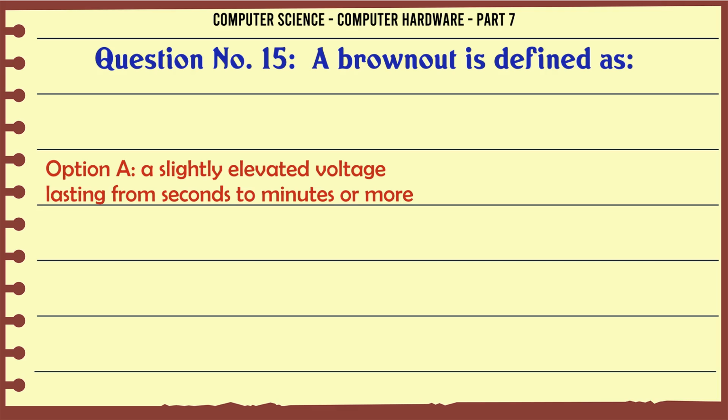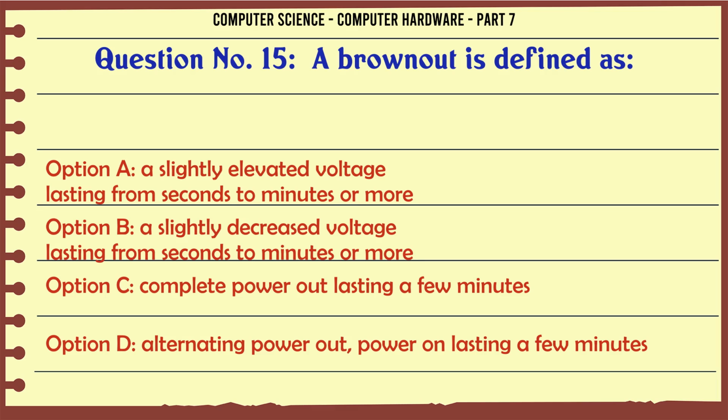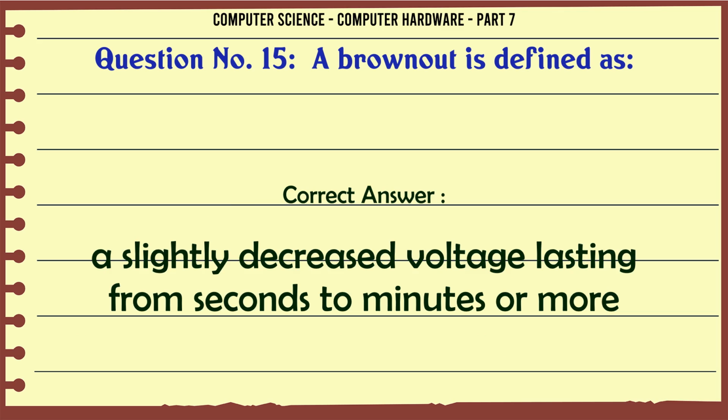A brownout is defined as A. A slightly elevated voltage lasting from seconds to minutes or more, B. A slightly decreased voltage lasting from seconds to minutes or more, C. Complete power out lasting a few minutes, D. Alternating power out power on lasting a few minutes. The correct answer is a slightly decreased voltage lasting from seconds to minutes or more.